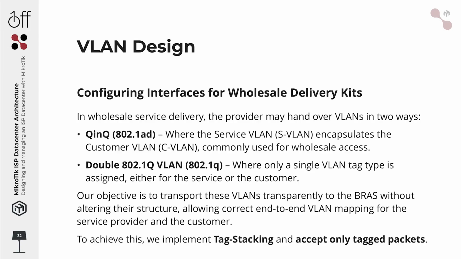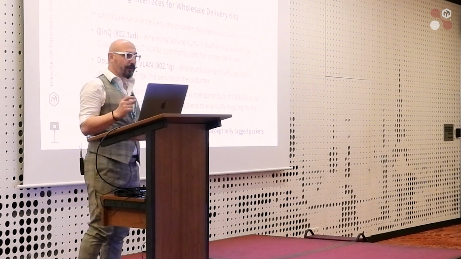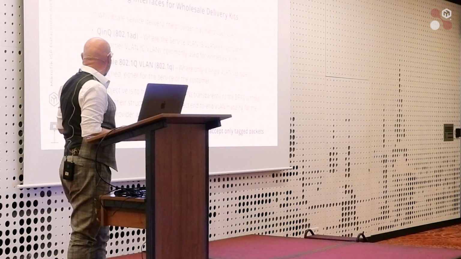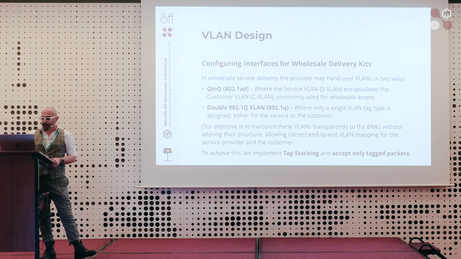This configuration can be done in Q-in-Q configuration or in double Q VLAN. So, you know, we have two different kind of protocols, header type, so we can use both. And tag stacking is working the same with both VLANs type.